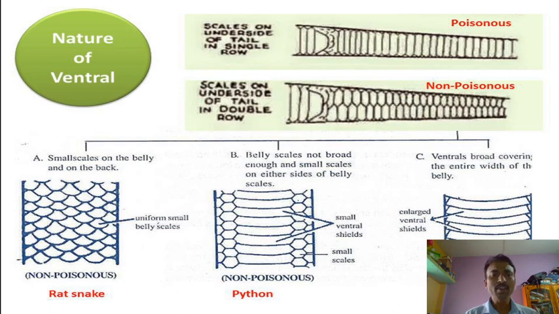Here also, see this, this is a uniform small belly scale on the non-poisonous, that is a rat snake. Here is the small ventral scale, and other small scales. There are two, which is a long, small python. So this is the enlarged ventral scale. It may be poisonous or non-poisonous. The ventral is broad, covering the entire width of the belly.